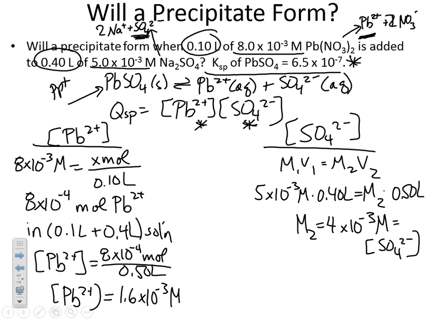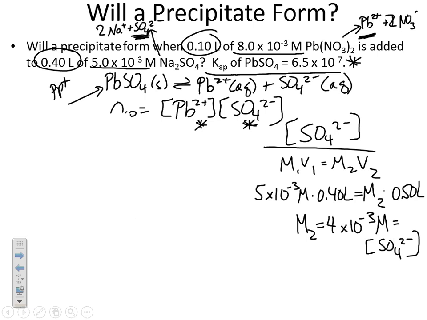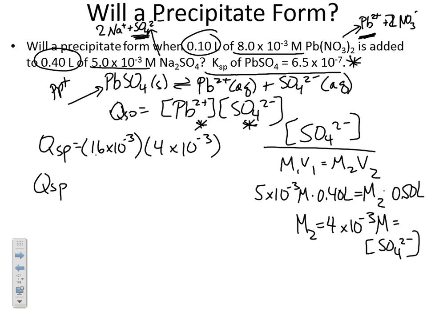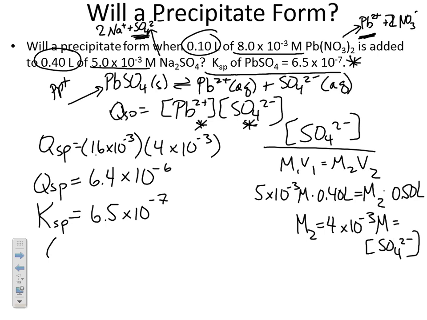I have to erase some of that, but those are the values that we're now going to plug into the Q expression and then compare it to K. So QSP, simply taking those values, is going to be 1.6 times 10 to the minus third times 4 times 10 to the minus third. So I get a QSP value of 6.4 times 10 to the minus 6. The KSP value that was given in the problem is 6.5 times 10 to the minus 7th.